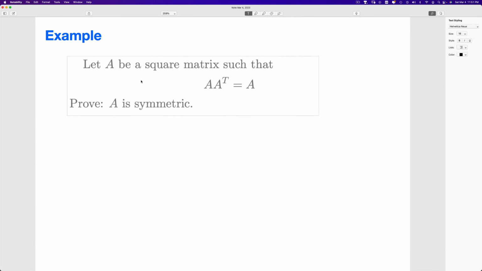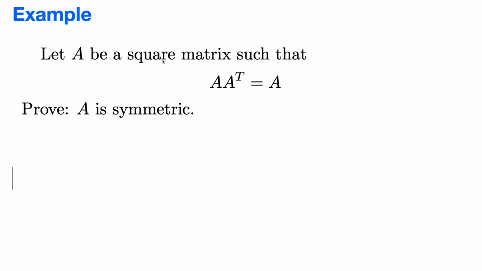Okay, so let's consider the following example. Suppose we have a square matrix such that A times A transpose equals A. Then prove that A is symmetric. Okay? So, proof.